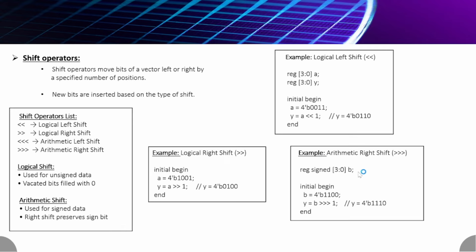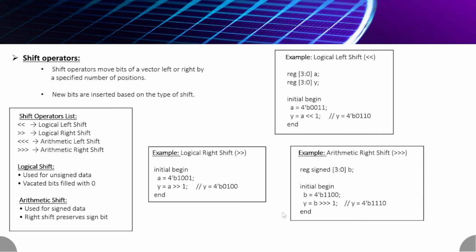Arithmetic shifts are used for signed data. The important point is, in arithmetic right shift, the sign bit is preserved. For example, if B is a signed value 4'b1100 and we do B arithmetic right shift 1, the result becomes 4'b1110. This preserves the sign and maintains the correct signed value.